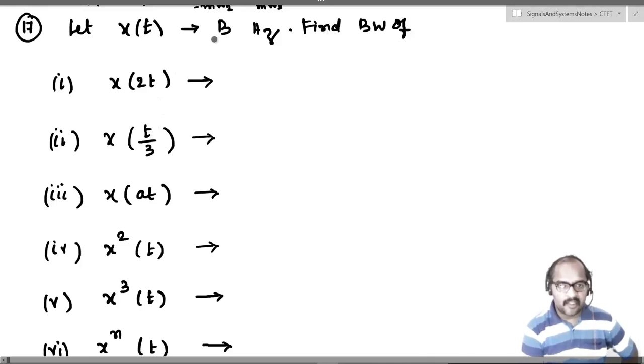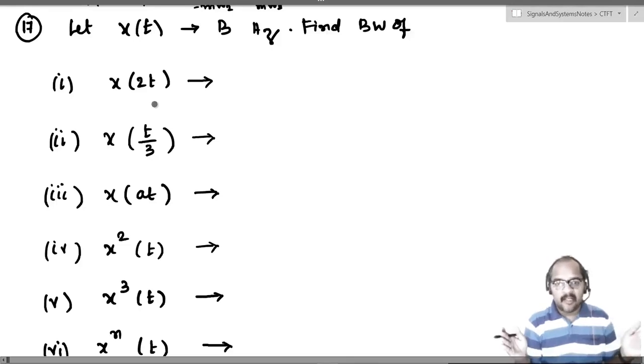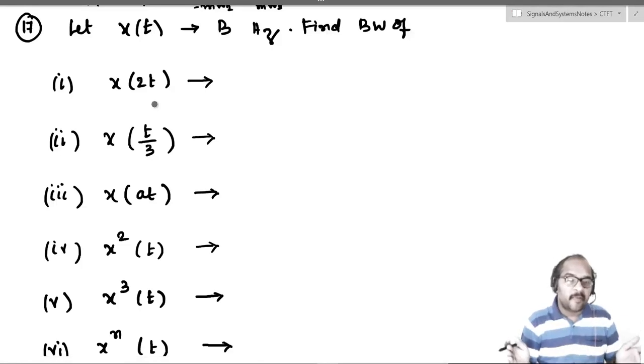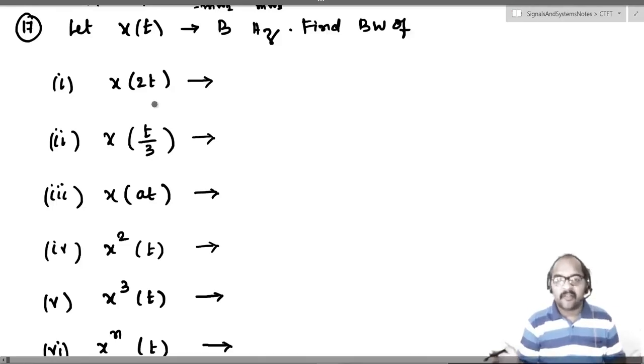So if x of t has a bandwidth of b hertz, the question is what is the bandwidth of x of 2t. So what is x of 2t here? In time domain the signal is getting compressed. So what should happen in frequency domain? That should expand by the same factor. In time domain, the signal is getting compressed by a factor of 2. In frequency domain, the signal should get expanded by a factor of 2. So definitely what is the bandwidth? It is 2b hertz.